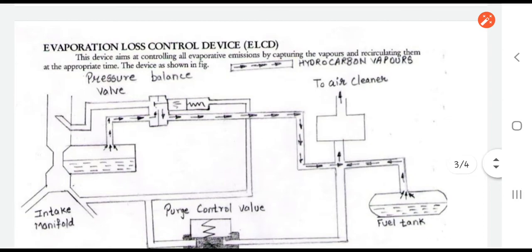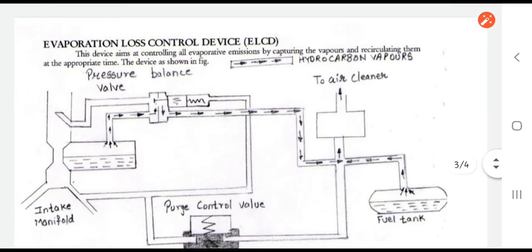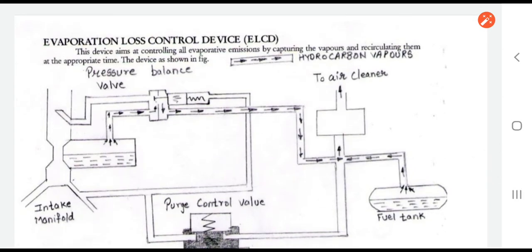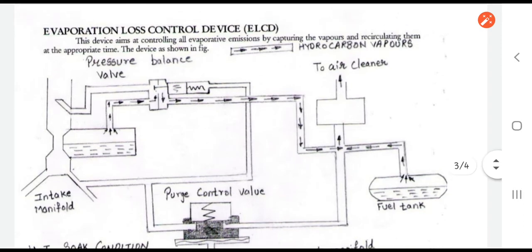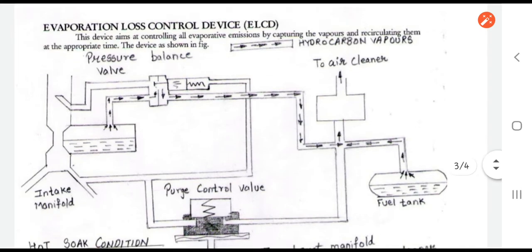The next one is ELCD. The full form of ELCD is evaporation loss control device. Evaporation, I think all of you know about the term evaporation. Nowadays the summer season is going on, the hot sunny days are there, so when we run the vehicle, the different combustion processes take place inside the engine cylinder. A tremendous amount of temperature is generated inside the engine cylinder, and these days the atmospheric temperature is also very high.